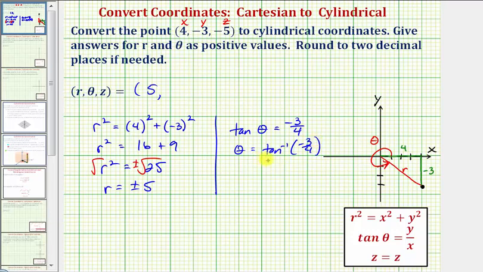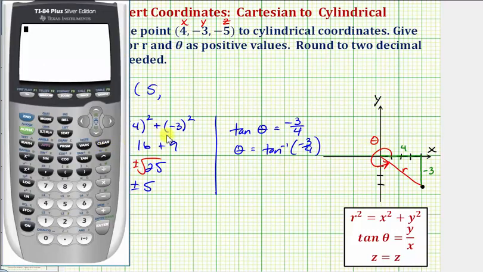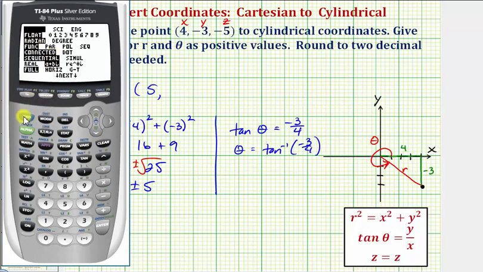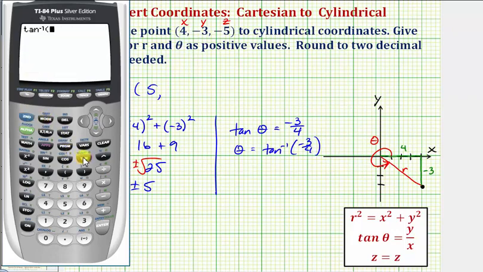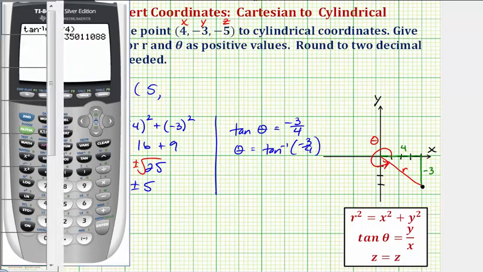Here we might recognize that the output of the inverse tangent function is on the open interval from -π/2 to +π/2. So the calculator is not going to give us the angle theta that we're looking for, but we can still use the calculator to find this angle. Let's first verify that we are in radian mode. So we'll press the mode key. Radian is highlighted, so we'll go back to the home screen. Press second tangent, -3 divided by 4, close parenthesis, and enter. So notice how the calculator is giving us an angle that terminates here, but it's a negative angle. This would be approximately -0.64 radians.